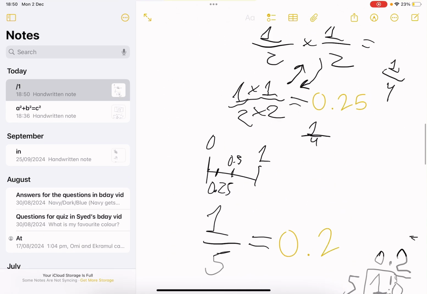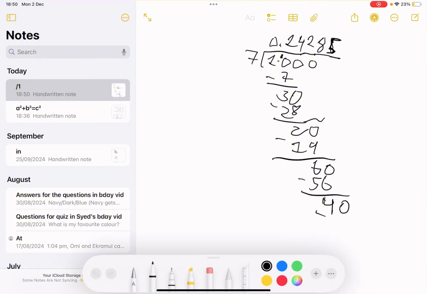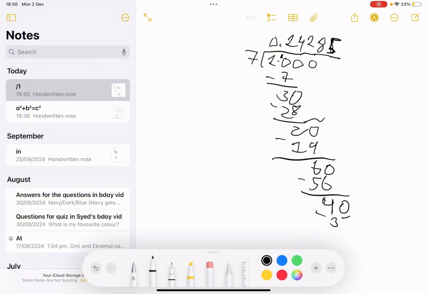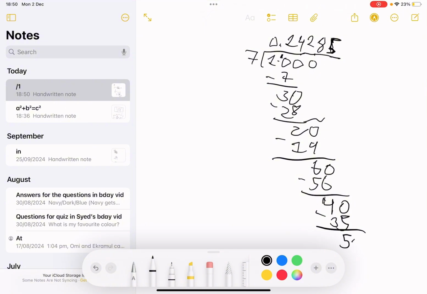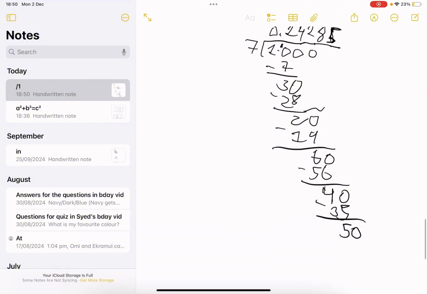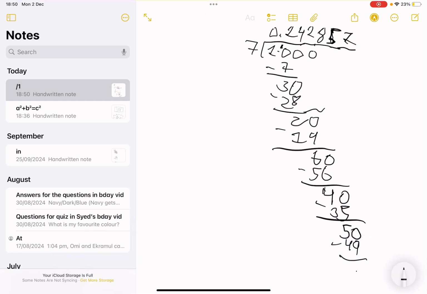I guess that can be for next time, maybe? But remember what I told you, that might be approximated. But anyway, so we have 5. We have 5, 50. And now we bring down another 0. How many times is 7 going into 50? 49, so 7 times. And then it's just 1.